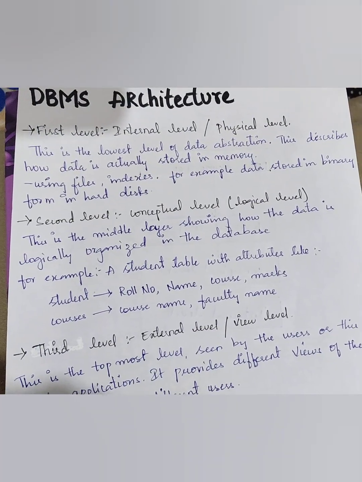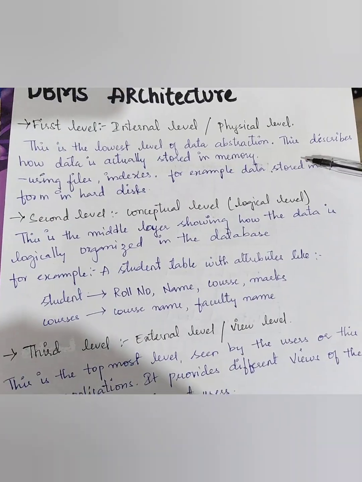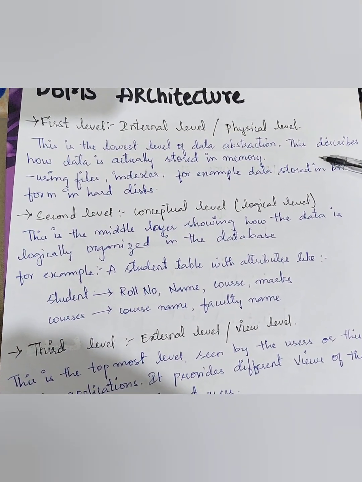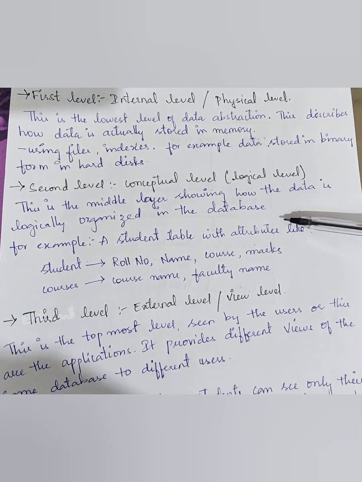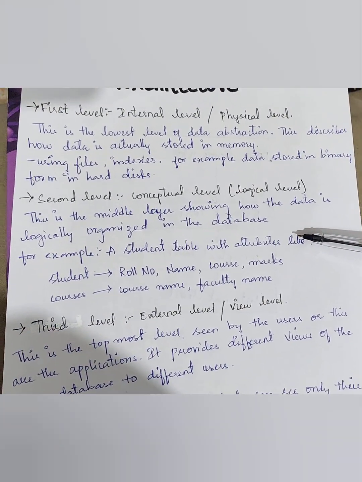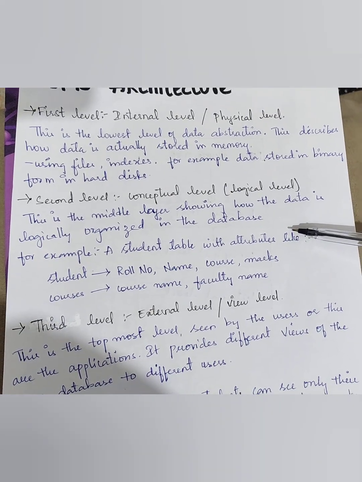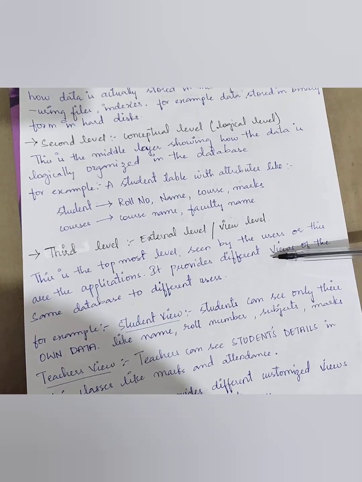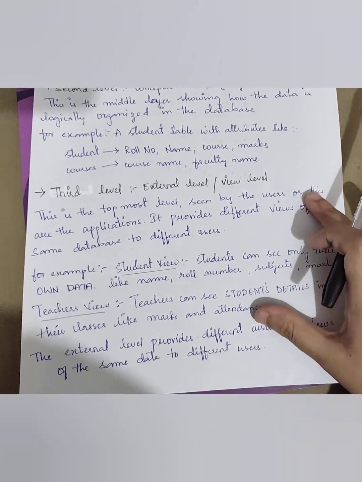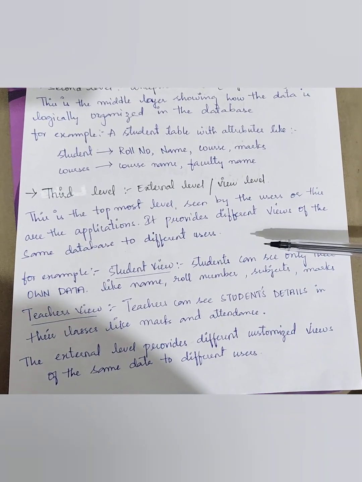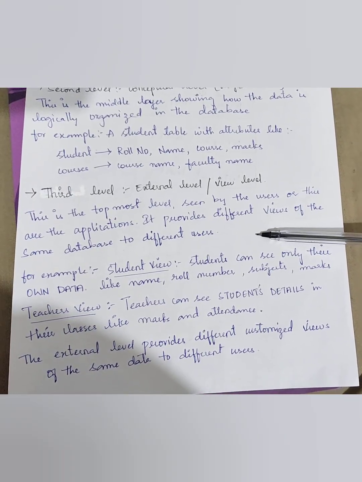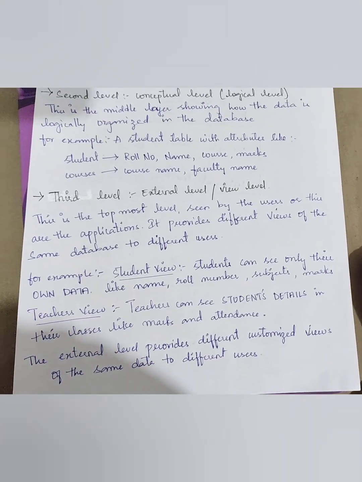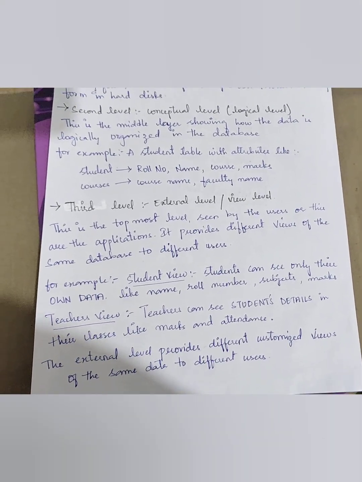We have seen in the first level that it defines how the data is stored in a file and how it records and organizes. In the second level we have seen that it defines what data is stored and the relationship among the data. And in the external level, which is the last level, we have seen that it provides different customized viewpoints of the same data to different users. I hope I was understandable. I hope I have explained it clearly.